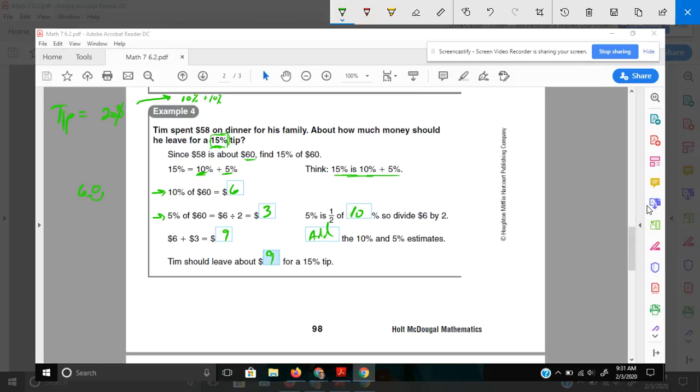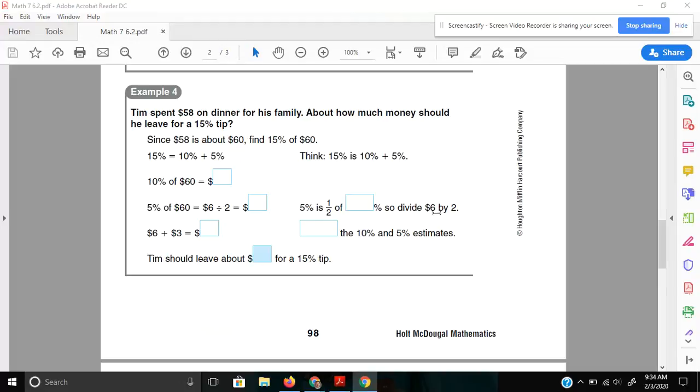So his total bill then, so $58 for the food plus $9 for the tip, $67 total. Okay, and again, that's pretty reasonable. 15%. Again, I usually was hoping for 20, but that's how the restaurant business or industry kind of works. Really good real life example. Good to calculate right away.